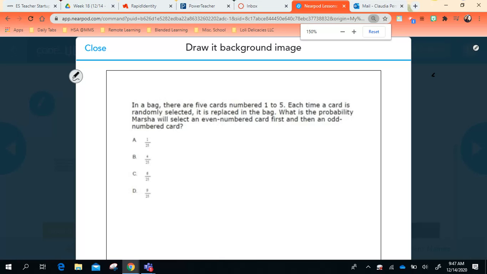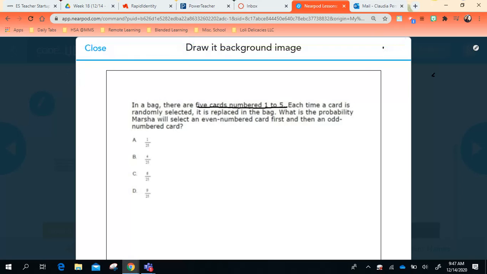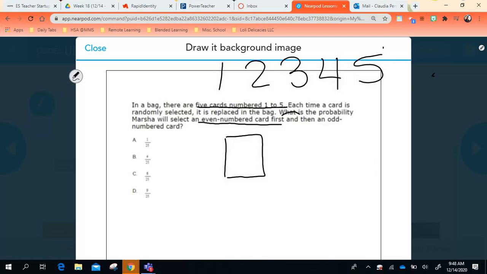So in a bag, there are 5 cards numbered 1 through 5. So I've got 5 cards: 1, 2, 3, 4, and 5. Each time a card is selected, it is replaced in the bag. What is the probability Marcia will select an even numbered card first and an odd numbered card second? And that tells us we're doing what? We're multiplying. So go ahead and find your probability, even, odd.